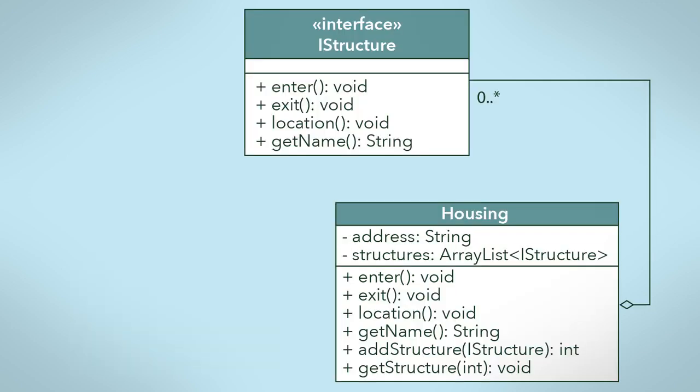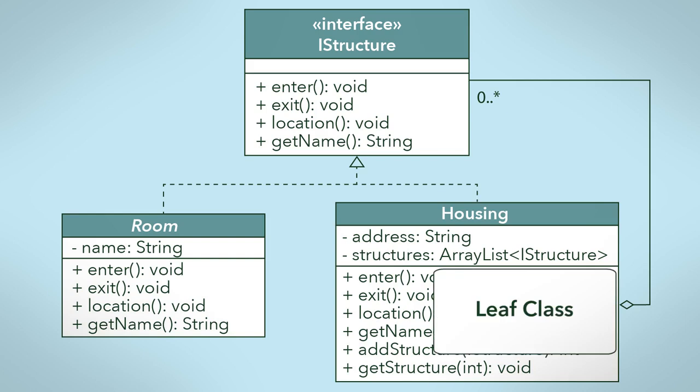A housing is a type of structure which could also contain other structures. This means that a housing object could contain other housing objects. For example, a building could be represented by a housing object, and the building could contain floors. Each floor could be represented by another housing object. We can traverse through the building from floor to floor because the building is composed of floors, all of which are housing objects. A room is considered a leaf class, since a room cannot contain another room.